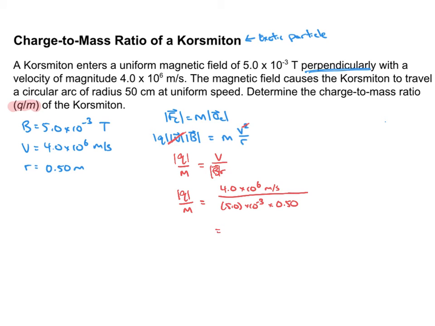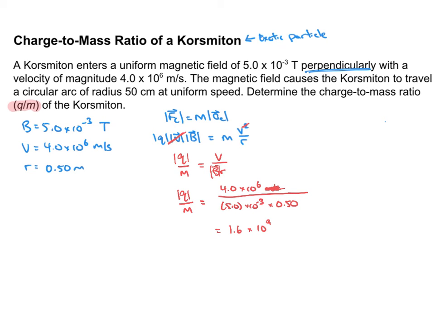Let's do some mental math here. We have 4 divided by 5, which is 0.8. We have 0.8 divided by 0.5. So that's like 8 divided by 5, basically. That's 1.6. And then our powers of 10, we have 10 to the 6 divided by 10 to the negative 3. Using exponent laws, that makes 10 to the 9.